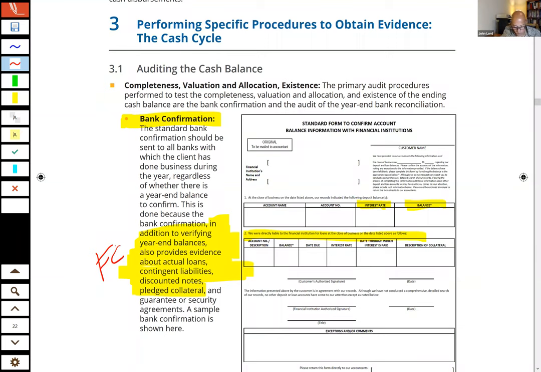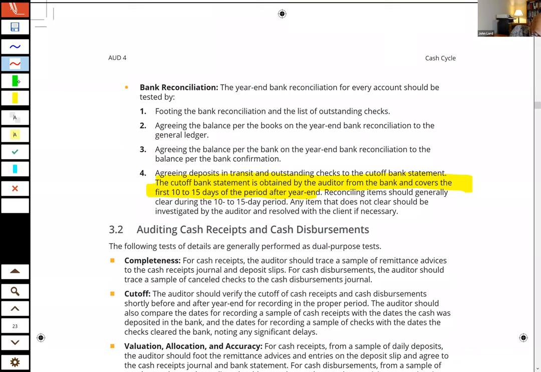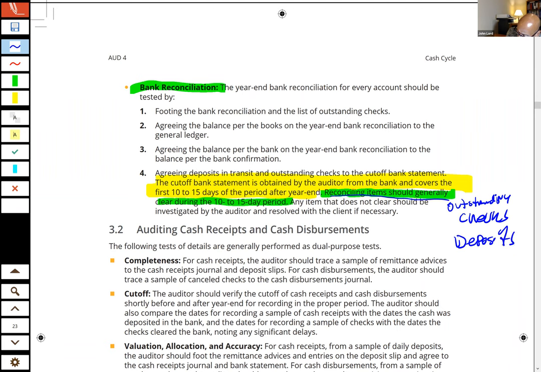Okay, good. Now we talked about the cutoff statement, but let's go back and look at that a little more carefully. We're looking at it in the context of the bank reconciliation, and you order that cutoff statement and they say it'll include reconciling items and they should clear 10 to 15 days after. When we talk about reconciling items, we're talking about items that were on the bank reconciliation listed as outstanding checks and deposits in transit. Those things are listed on the bank reconciliation, and so you're going to be ordering that bank cutoff statement to see that they really did clear the bank in that next year, right?